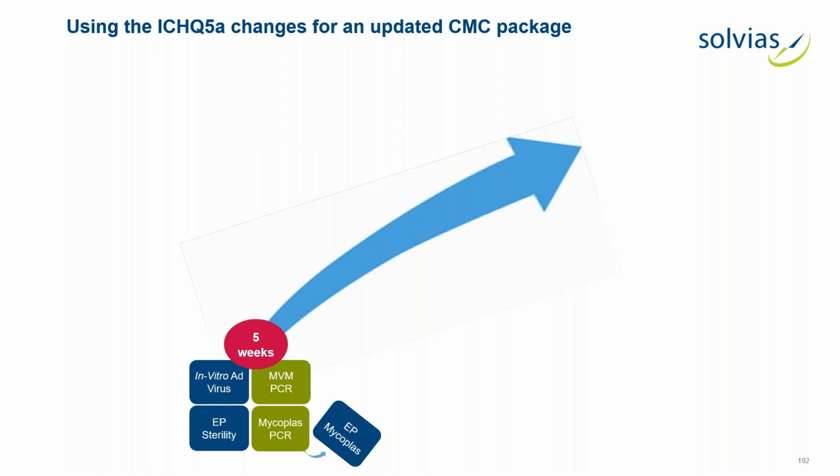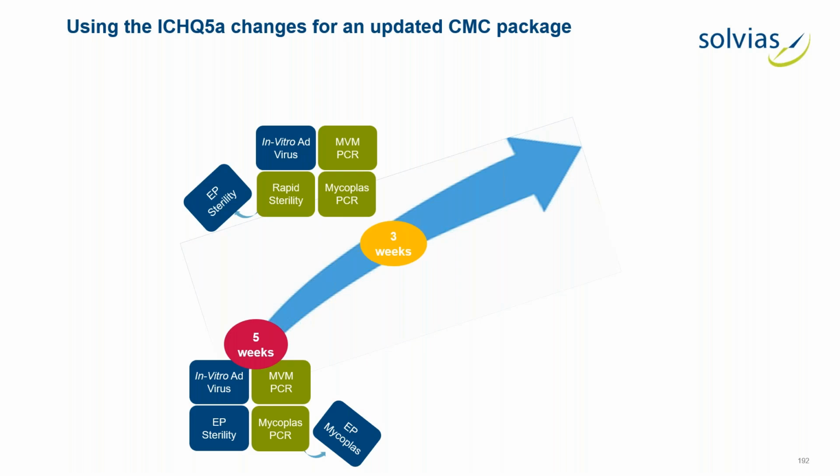So already we're at 5 weeks, which is still a long period of time. If we consider what we can do here to update that, we take out the EP sterility, which is several weeks, and replace that with rapid sterility, maybe 7 to 10 days. You then have the in vitro adventitious virus, and if you're using 14 days, that means time for reporting afterwards means your batch release is typically 3 weeks or so, okay? And we've got an MVM PCR, a mycoplasma PCR, 7-day standard turnaround time.